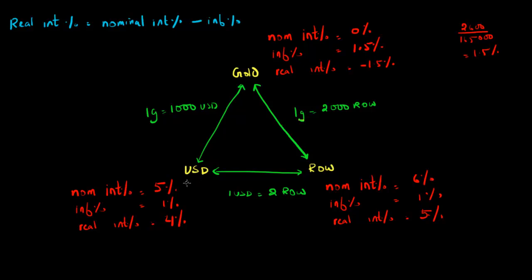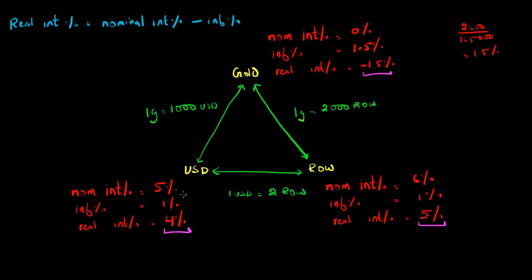So now let's imagine that you're sitting in the US and you're thinking, well, I can earn a 4% real interest rate by just having my money sit in government bonds in the US, or I can invest it in government bonds abroad and earn 5%, or I can buy gold and earn negative 1.5%. And so in this scenario, it's not particularly attractive to buy gold, because you can make a higher return by having your money sit in the US in government bonds.